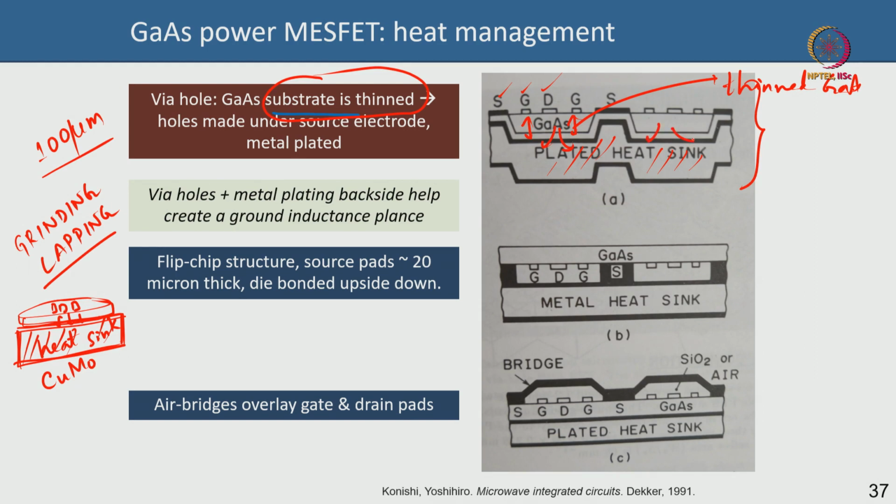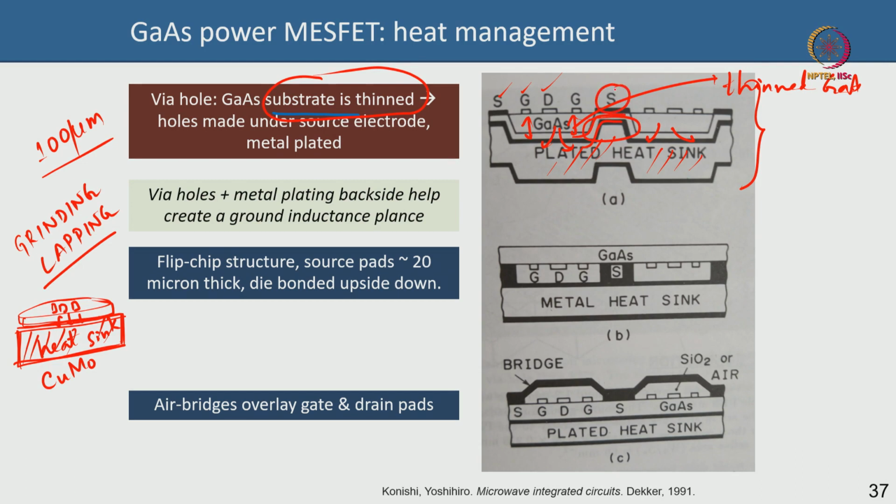Okay. So, that way you thin the substrate and then you attach it to a heat sink essentially, okay, and the heat sink will take the heat away here. Now, you can also see that this gallium arsenide wafer has a hole here and the metal is going all the way up to the source pad here.